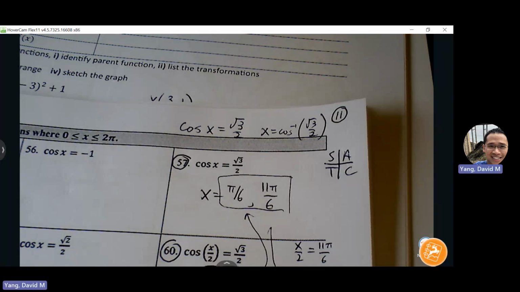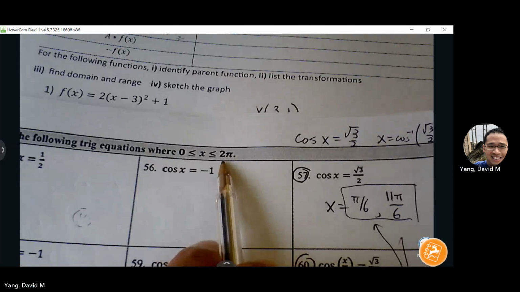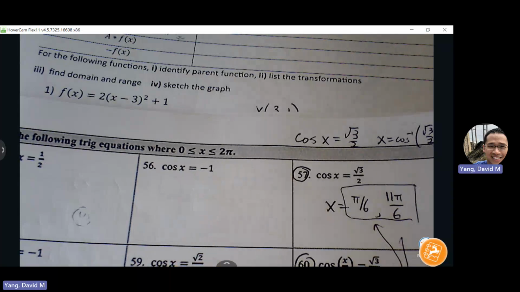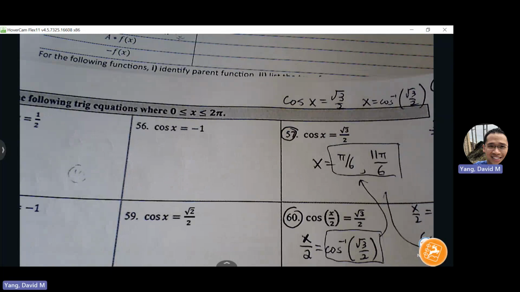11 pi over 3 is a variation of 5 pi over 3, but it's further out than 2 pi. So it's going past my domain. It is a solution, it's a coterminal angle, but it's too far out.